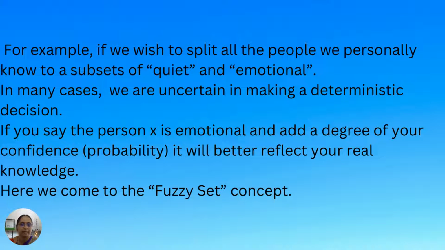For example, if we wish to split all the people we personally know into the subsets of quiet and emotional, in many cases we are uncertain in making a deterministic decision. If you say the person X is emotional and add a degree of your confidence, it will better reflect your real knowledge. Here comes the concept of fuzzy sets.